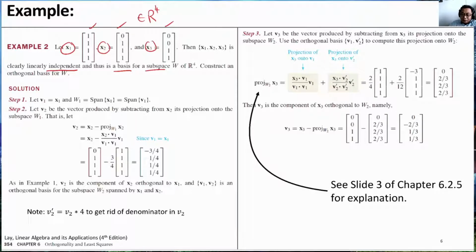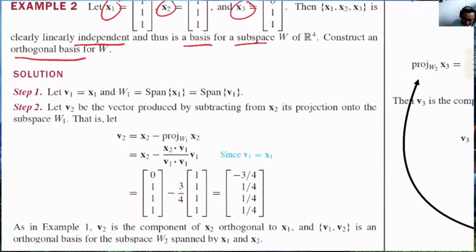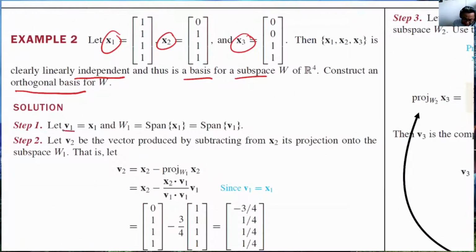What we want now is to create an orthogonal basis, because it is obvious also that x1 and x2 are not orthogonal with each other, as well as x3. To do that, we would use the Gram-Schmidt process. Remember the Gram-Schmidt process? To create the first vector is trivial. We let v1 be equal to x1. Therefore, the span of x1 is the span of v1 since they are the same vectors.